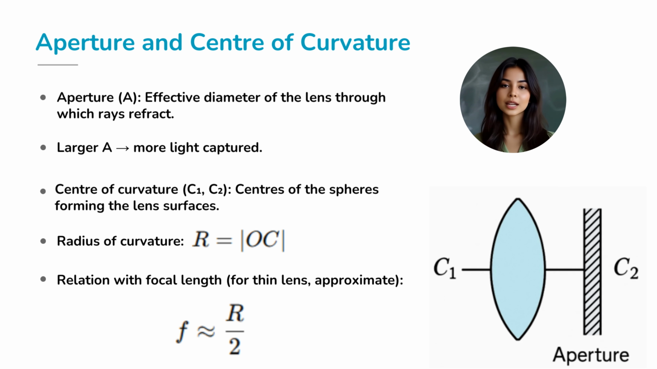Here's an interesting connection. For a thin lens, we can approximate the focal length as f is about equal to R divided by 2. So if you know the radius of curvature of the lens surface, you can get a pretty good estimate of its focal length. Think of it this way: the aperture decides how much light your lens grabs, while the radius of curvature and the focal length decide how the lens bends that light. Together, they're like the width of a cricket bat and the angle at which you swing. One controls how much you hit, the other where the ball goes.